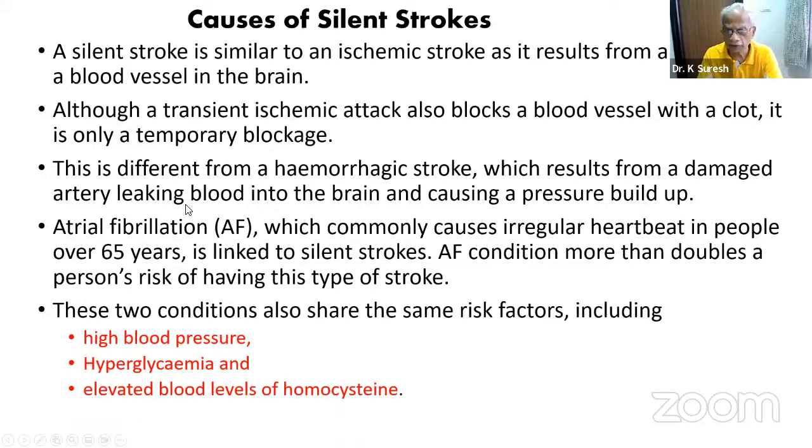Atrial fibrillation is the commonest cause because it causes irregular heartbeat in people over 65 years, and is basically linked to strokes in India. The atrial fibrillation condition doubles the risk of silent stroke. The key factors predisposing to silent stroke are high blood pressure, hyperglycemia or diabetes, and high blood levels of homocysteine or, in general, cholesterol.